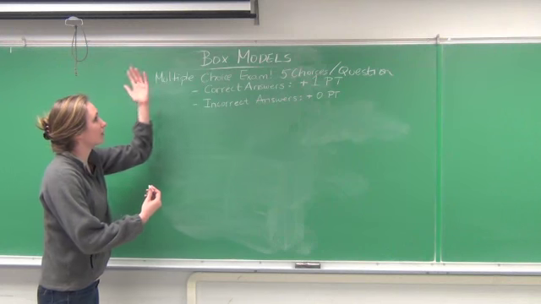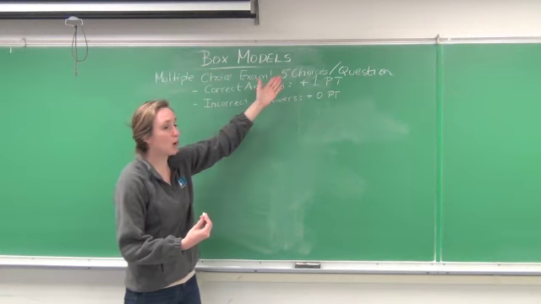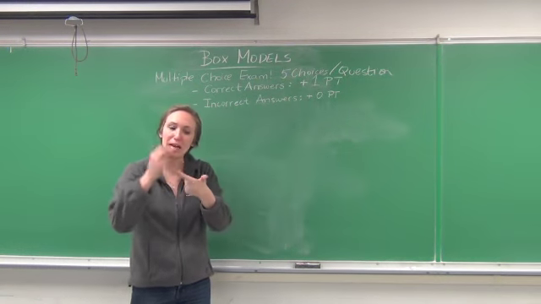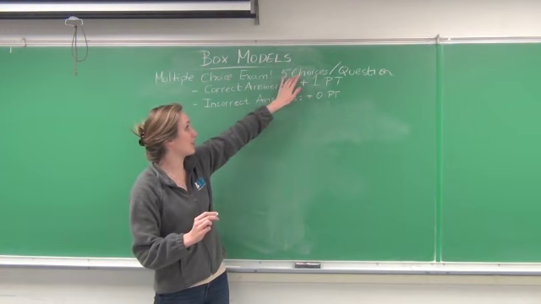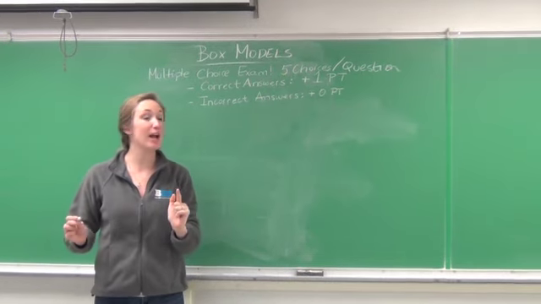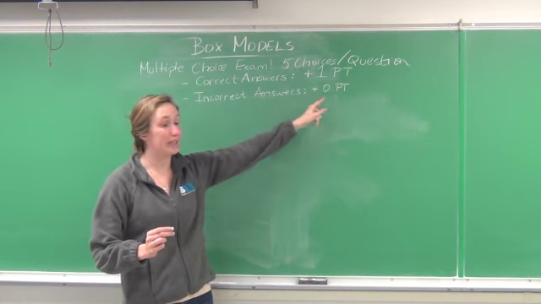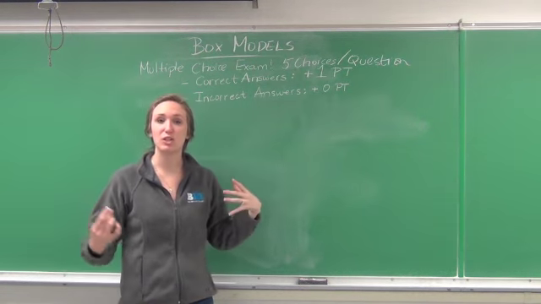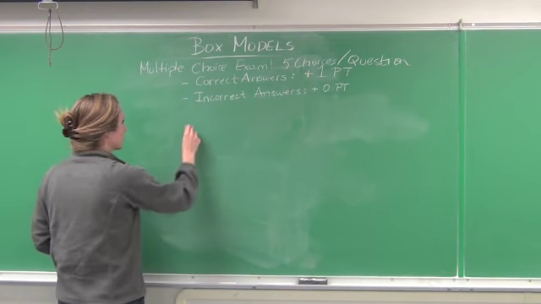So, a box model for this question, where we have a multiple choice exam where on each question you have 5 choices, A, B, C, D, and E, and only one of those 5 choices is correct. If we guess the right answer, we get a point. And if we guess the incorrect answer, we gain 0 points.